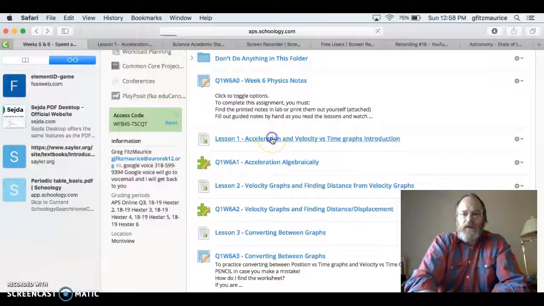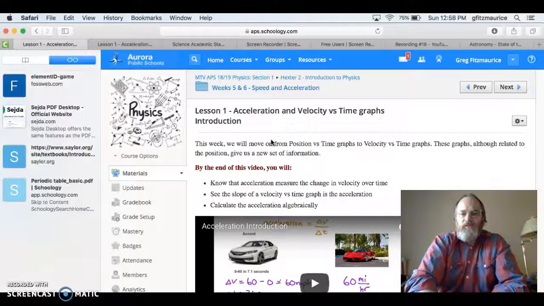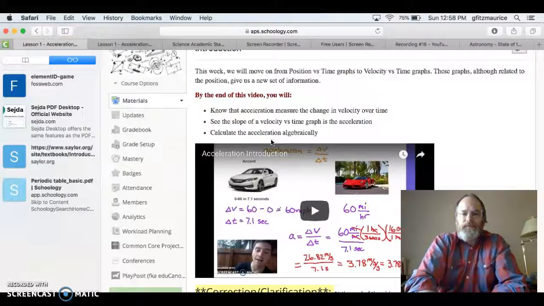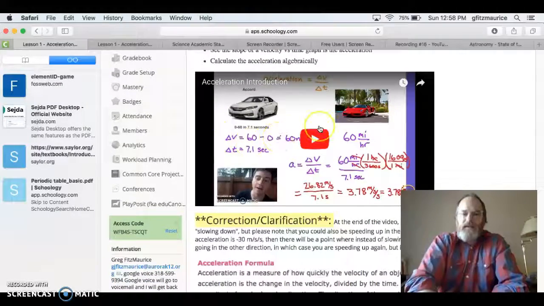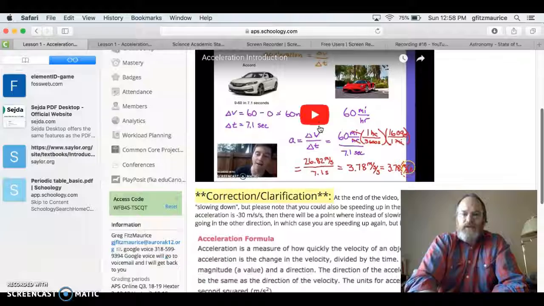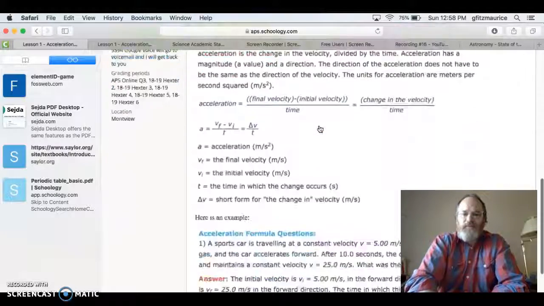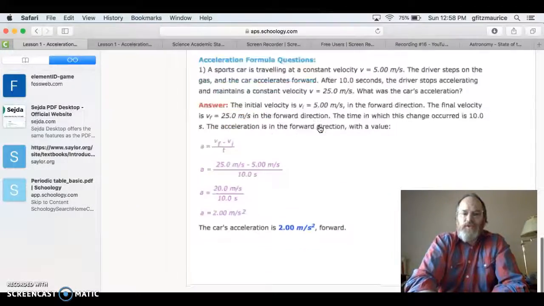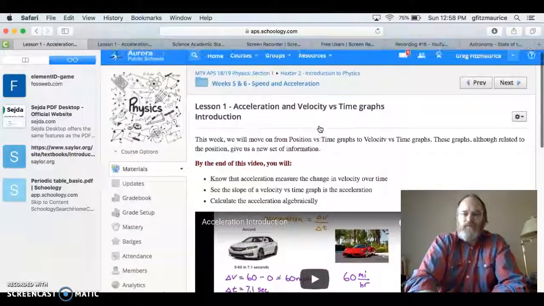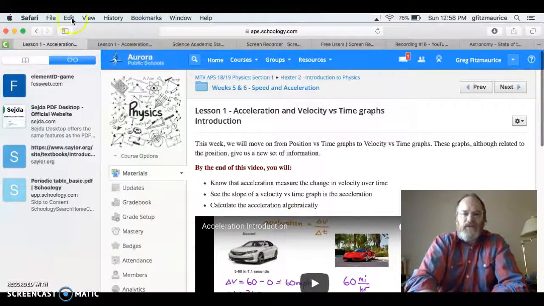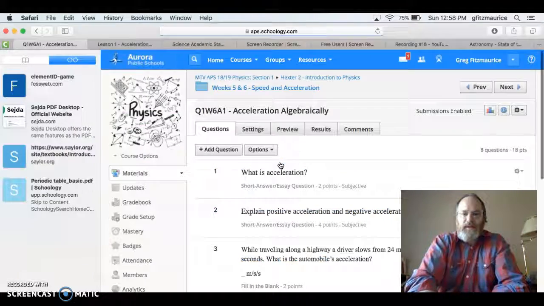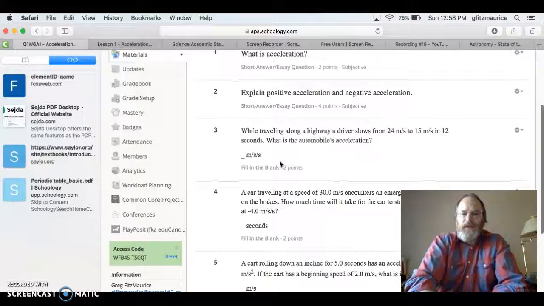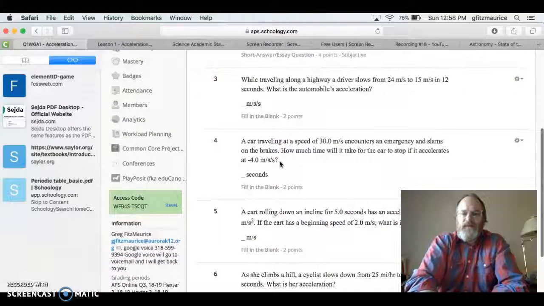If you go to lesson 1, acceleration and velocity versus time graphs, this is a video that a colleague of mine did, and it's very good on the acceleration formula. So just go through that, get an idea of the terms of acceleration and velocity, and it will explain the differences. There is an assignment here. What is acceleration? Explain positive and negative.